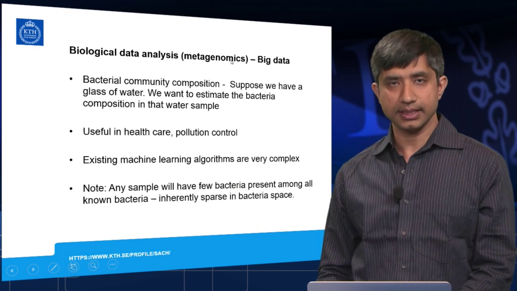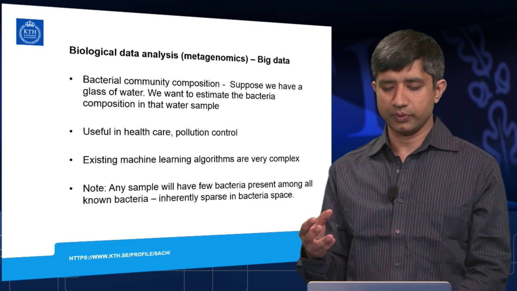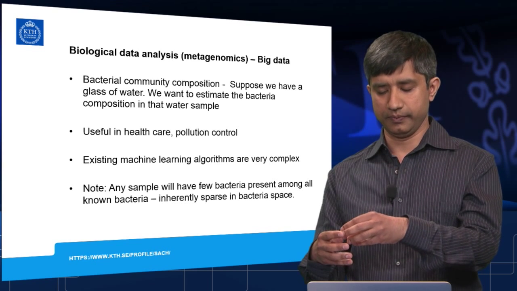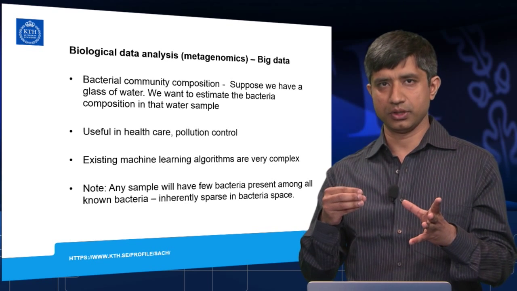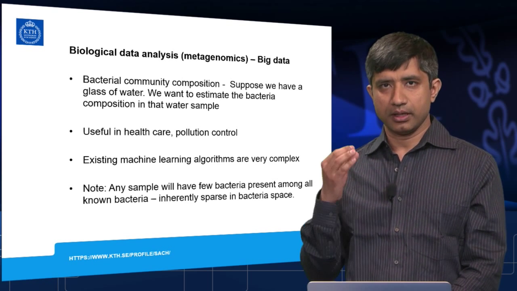Then comes biological data analysis in metagenomics, which is also a big data problem. We discuss one particular application area called bacterial community composition. Suppose we have a glass of water, and we want to estimate the bacteria composition in that water sample. This is useful in healthcare, pollution control, and many places. Now, existing machine learning algorithms are very complex. The whole system has a gene sequencing machine which gives you lots of gene sequences. This is a huge amount of data, and the machine learning algorithms use that data and estimate the bacterial community in that sample. But now comes the key point.